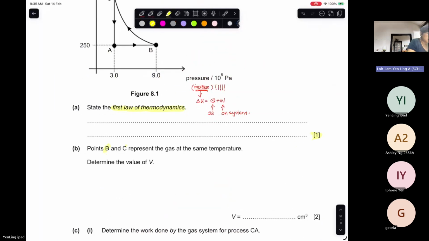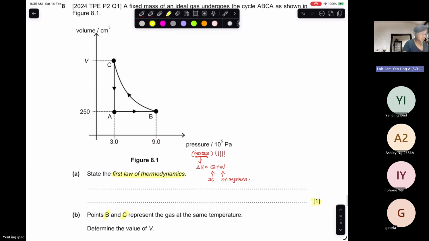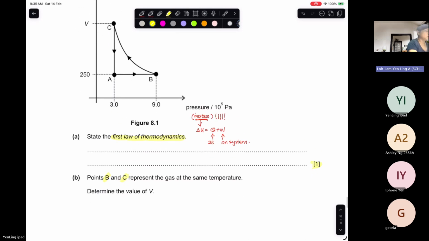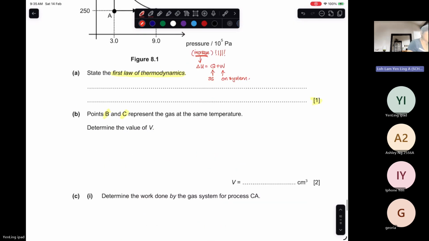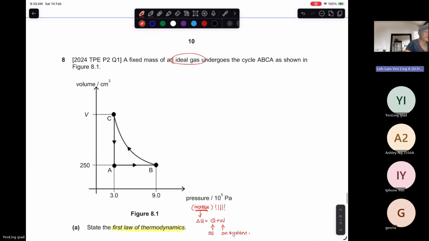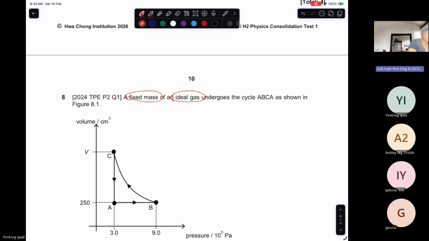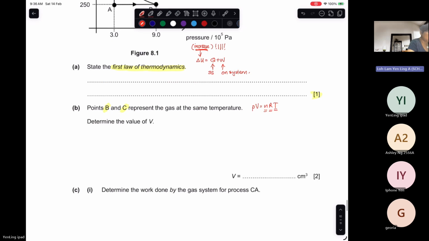Key idea, points P and C represent the gas at the same temperature. Determine the value of P. So you know that this is an ideal gas. You can use PV equals nRT. Since it's at the same temperature, R is a constant, and you're dealing with a fixed mass of gas, so n is constant. So you can use P1V1 equals P2V2 to find the answer.